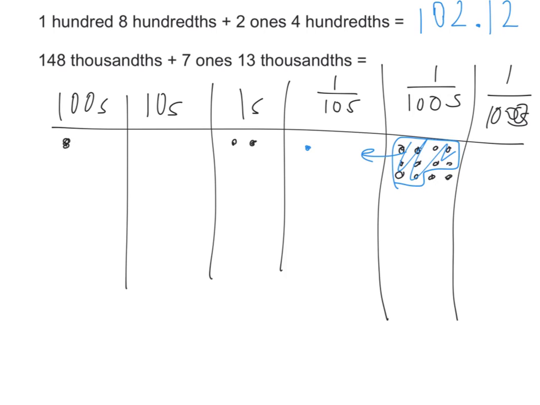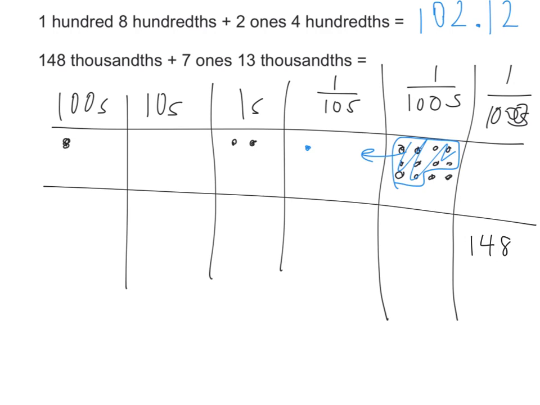We have 148 thousandths plus 7 ones and 13 thousandths. I don't know about you, but do you want to draw 148 discs in the thousandths column? No, that's not a good use of our time. So what I'm going to do is draw a horizontal line to show that we're starting our next problem. And 148 thousandths, instead of doing that, I'm just going to write the number 148 in the thousandths column.